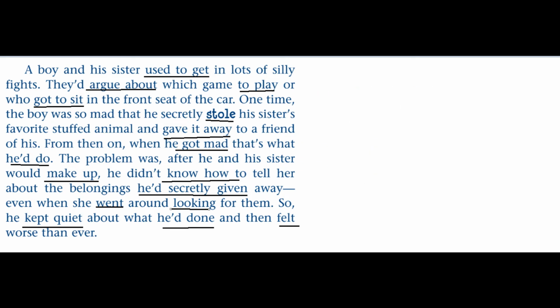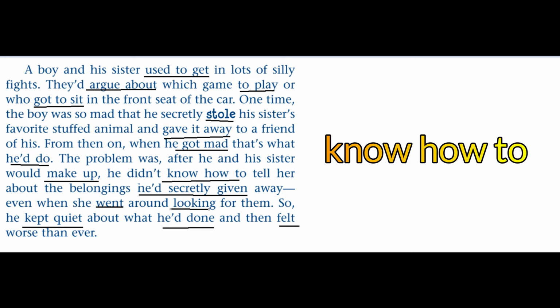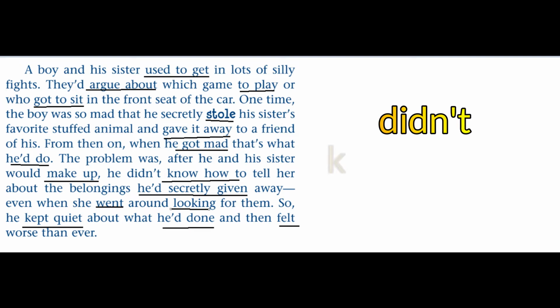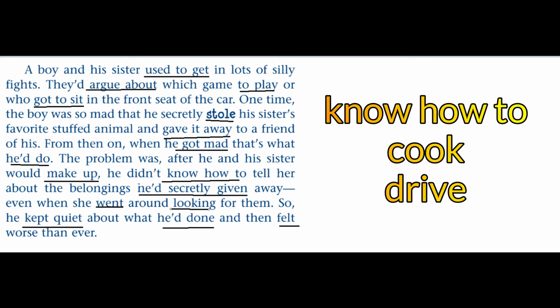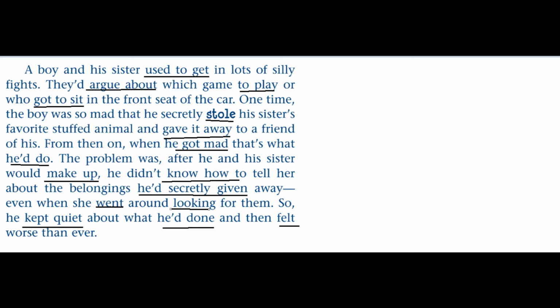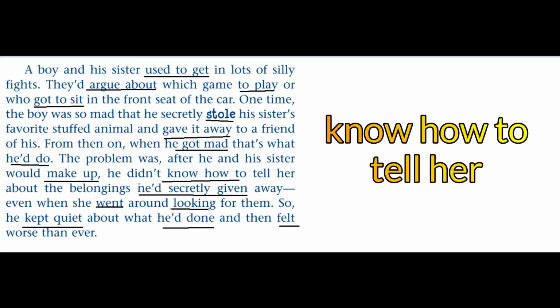The next one is didn't know how to. And then the action, tell. The words know how to is a great group of words. It tells what the person knows or doesn't know how to do something. He didn't know how to cook. She didn't know how to drive. Here it's he didn't know how to tell her.